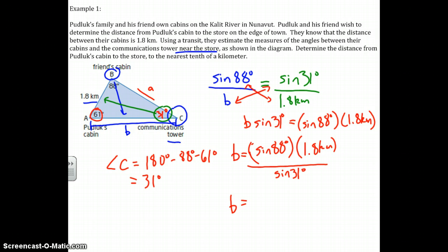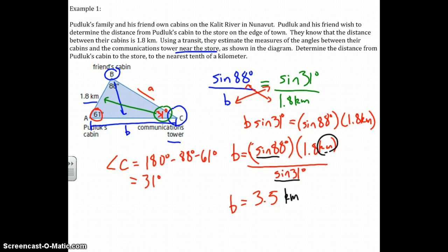Okay, when we calculate this, we have sine 88, which we just type into the calculator like that, times by 1.8. Then we go equals divided by, and then we just write in sine 31, and we hit equals, and we should get that b is 3.5. And looking at the values here, we have sine something degrees, sine something degrees. Those end up just being numbers, so they're unitless, and we're left with kilometers.